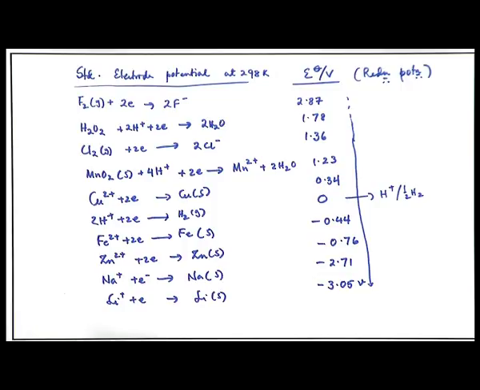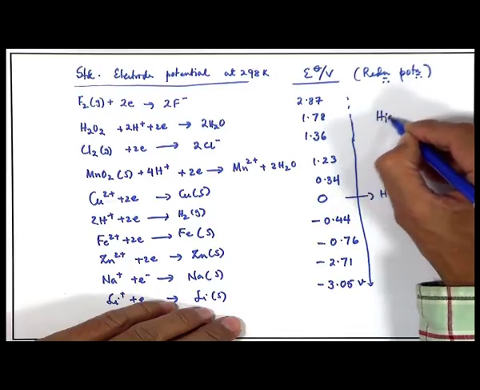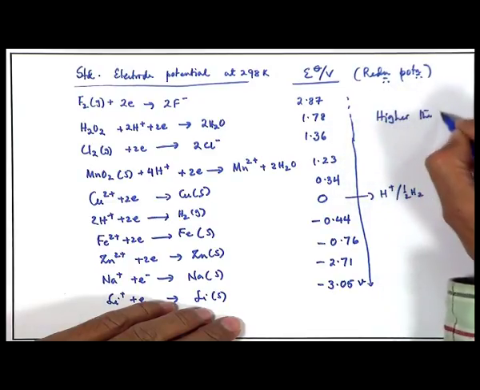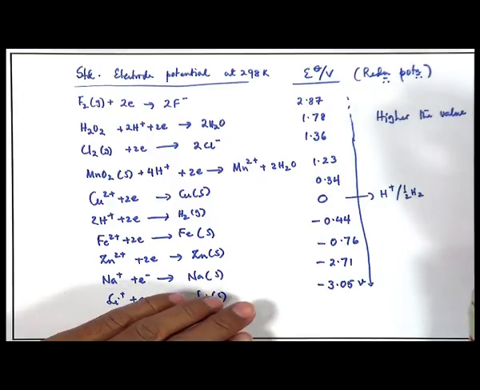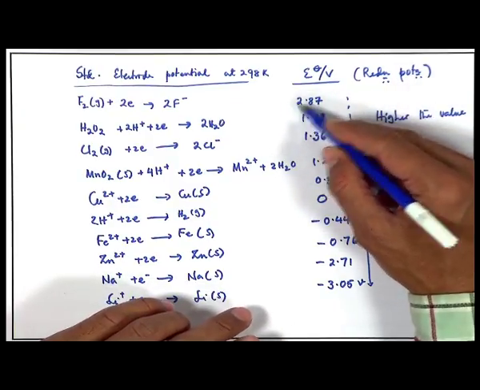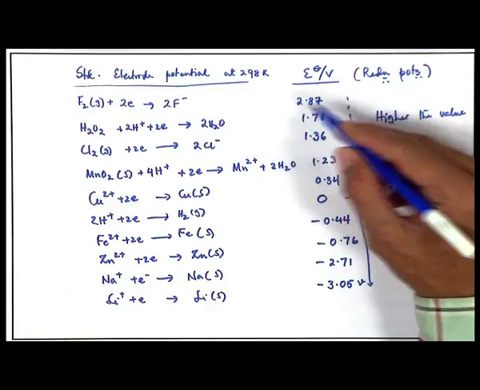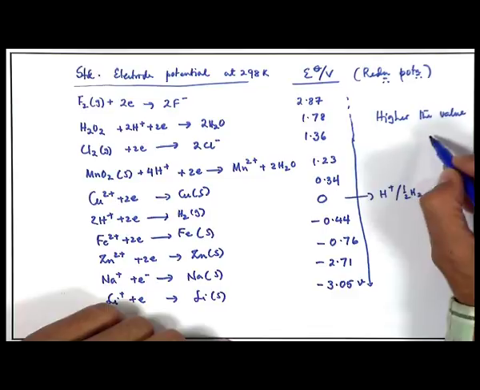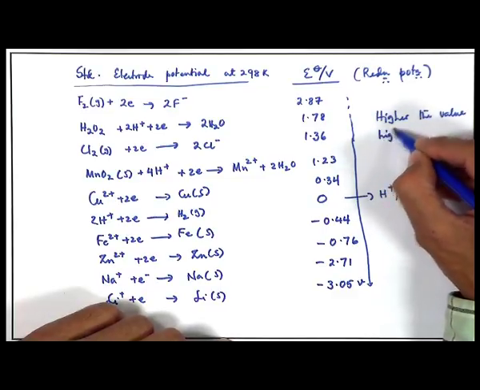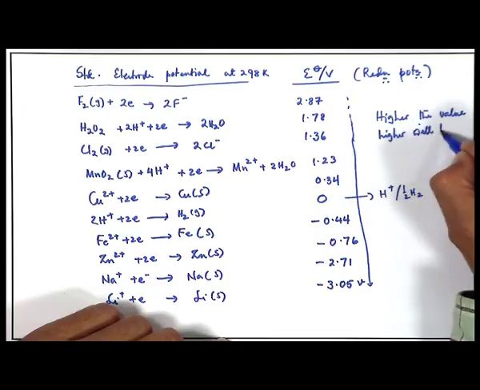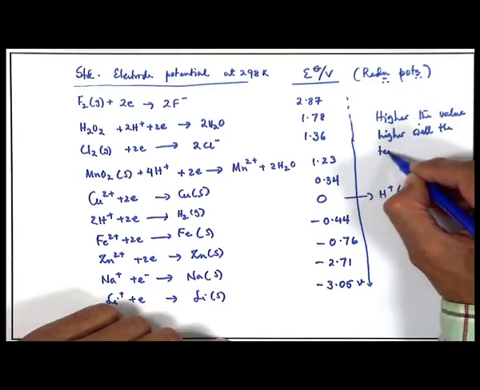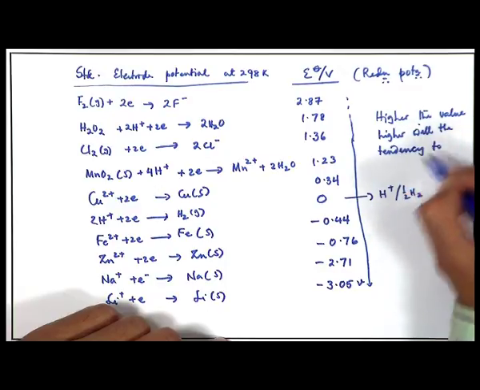So, that means you can say that the higher the value, the larger the tendency of the system to remain in the reduced state. Higher the value in absolute sense, because you have to consider both the numerical value and also the sign. So, higher the value, higher will be the tendency to be reduced.